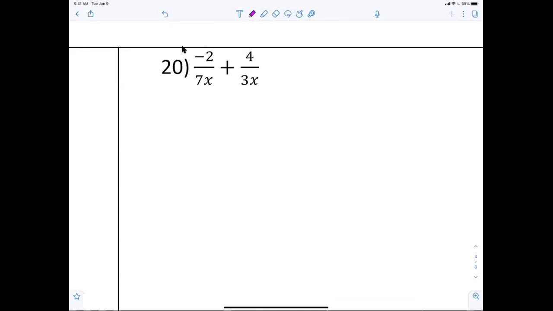All right, I need some help, guys. Common denominator is 21x. Beautiful. So I have to multiply the left fraction by 3. I'll multiply the right fraction by 7. So now what's -2 times 3? 4 times 7. So my final answer is 22 over 21x. Yes.